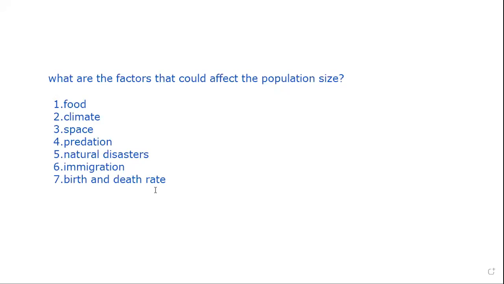So that's the first part: we believe that there are some factors that have direct effects. For example, food, climate, space, predation, immigration, all these are direct factors that could affect the population size. Natural disasters, for example, don't happen each day; they are catastrophes that happen from one time to another, but of course they could affect the population size. But let's take another question here.